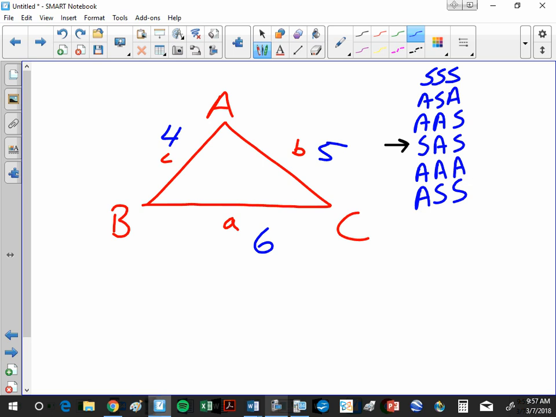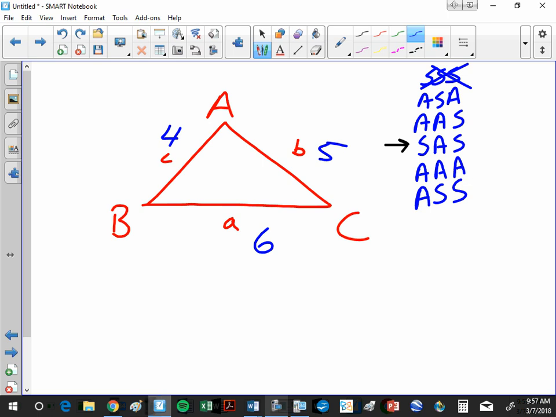No, because I have an A, a B, and a C. So what do I really need? I need like 2 A's and a B, or 2 C's and an A. Right? That's what we're looking for. So I now know SSS doesn't work.